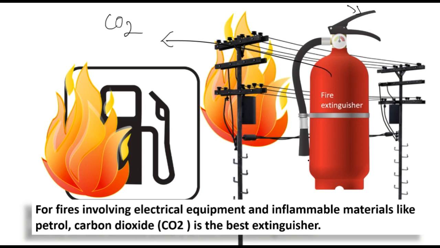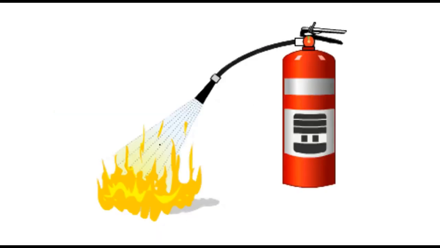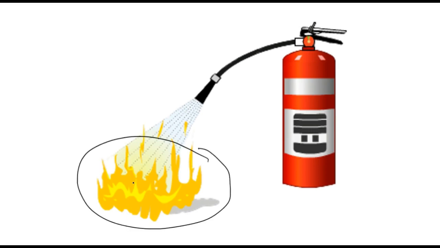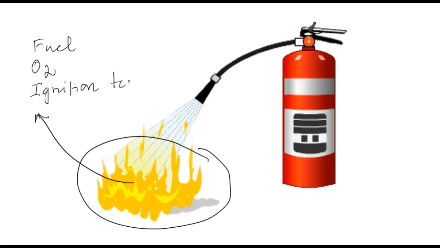But how does carbon dioxide work? Let's say there is a fire here, and what do we require for fire? We require oxygen, fuel, and ignition temperature. Now any one of these we have to cut. We cannot cut the fuel in this case because the fuel is already burning. Ignition temperature is not possible either, as this is petrol where we cannot pour water. So we have to remove the oxygen.